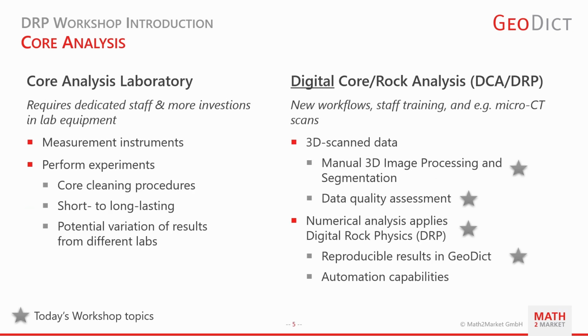In conventional laboratory analysis, the experiments may include different procedures which might have big time demands. Furthermore, you will also have the uncertainty of the applied experimental method and even the variation of results from different labs. While doing these lab experiments, it is often required to use expensive lab equipment. The digital core analysis offers new workflows, fast results, and data quality assessment. Where numerical analysis applies, you can use GeoDict to create reproducible results and to automate the workflow for your digital samples.